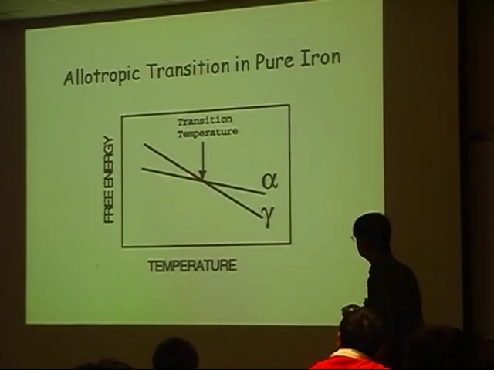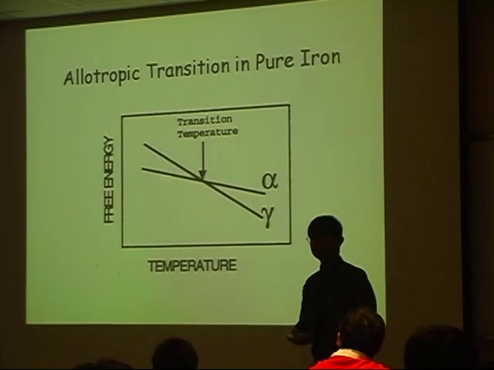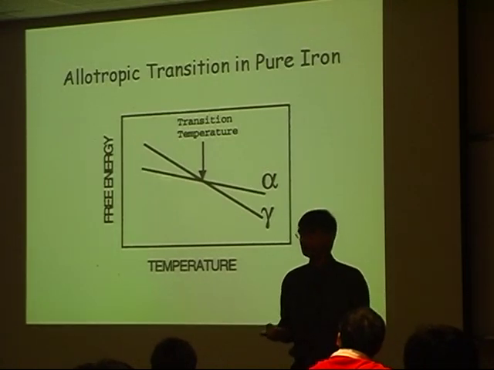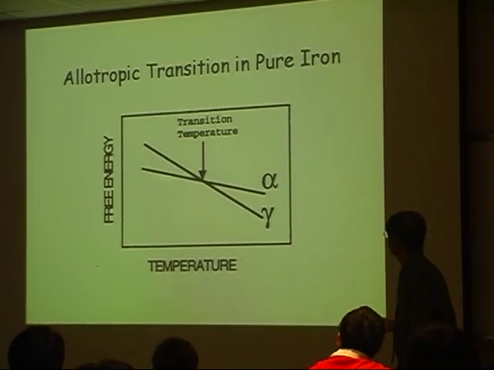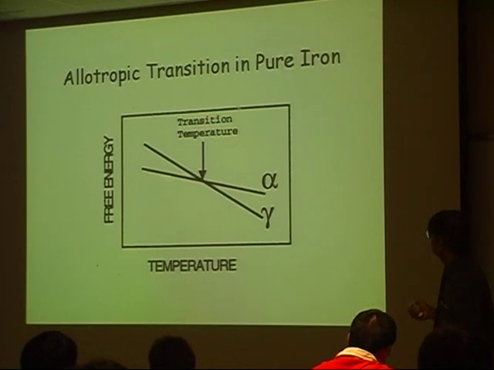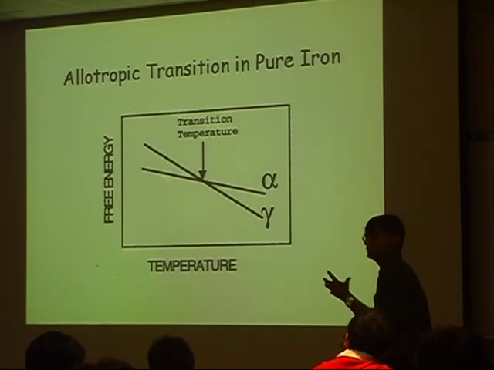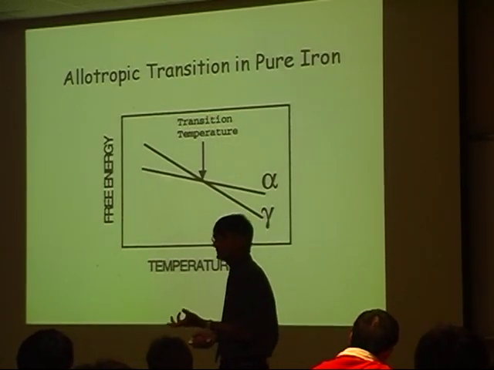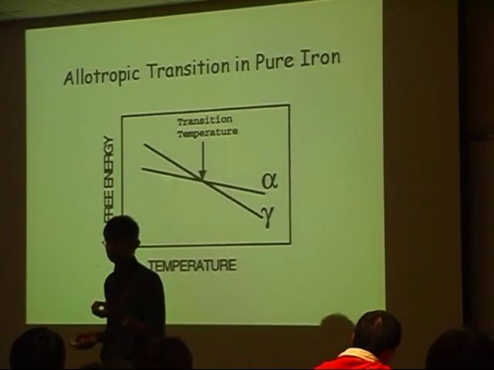Here are two phases, alpha and gamma. They could be ice and water. Okay? And we are plotting the free energy here along temperature. And by allotropic transition, I mean that it's just a change in crystal structure. It's not a change in chemical composition.